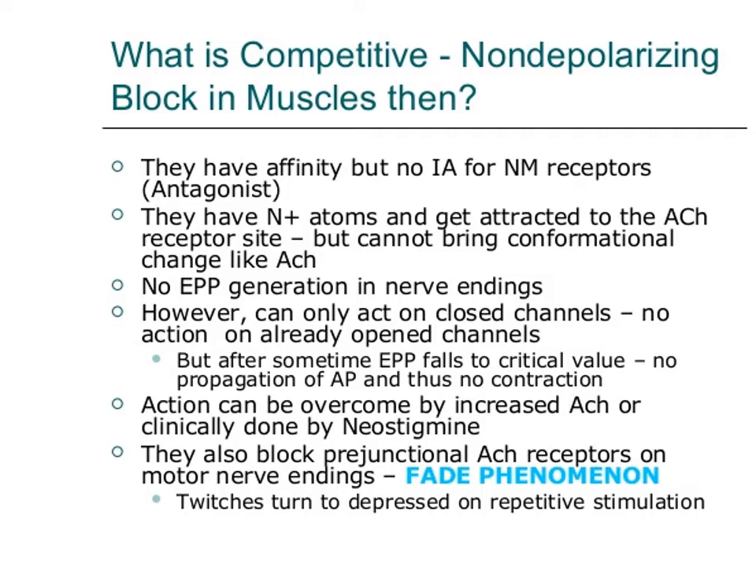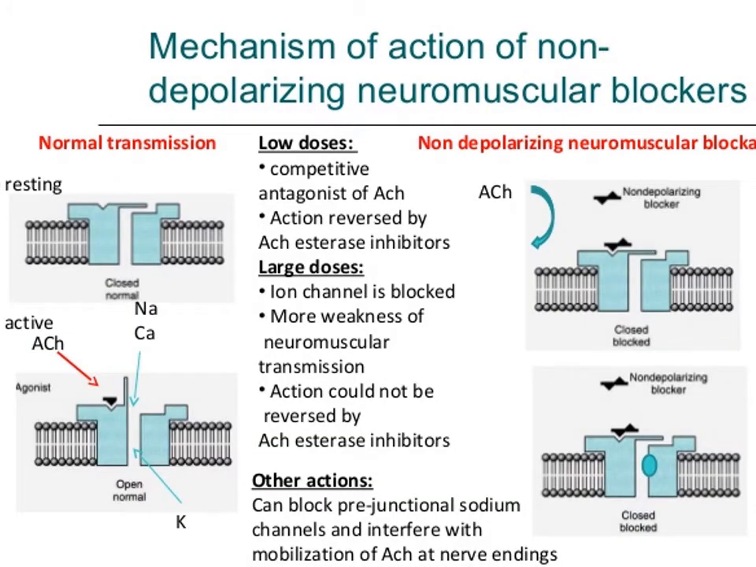Okay, they also block the pre-junctional acetylcholine receptors on the motor nerve endings. You may be asked, what is fade phenomenon? So you are going to tell that non-depolarizing skeletal muscle relaxants can block pre-junctional acetylcholine receptors that are present on the motor nerve ending. This is called fade phenomenon, which is a depressed response on rapid stimulation.